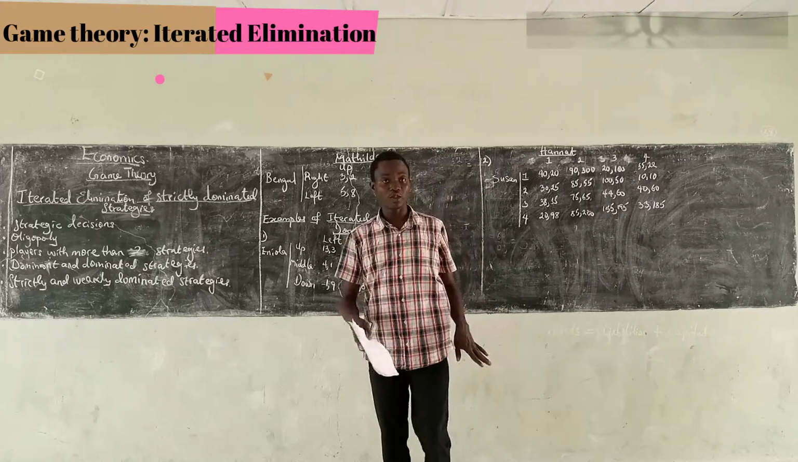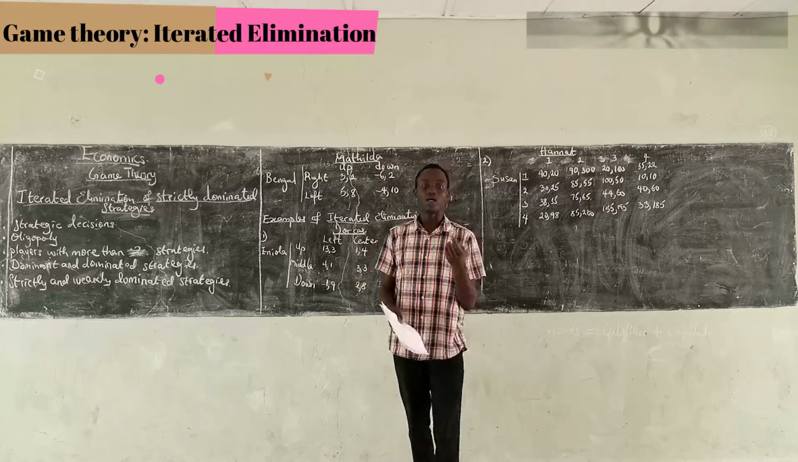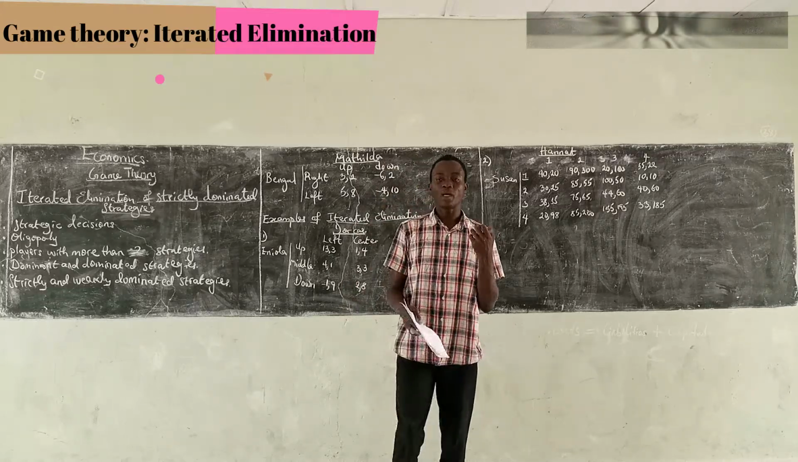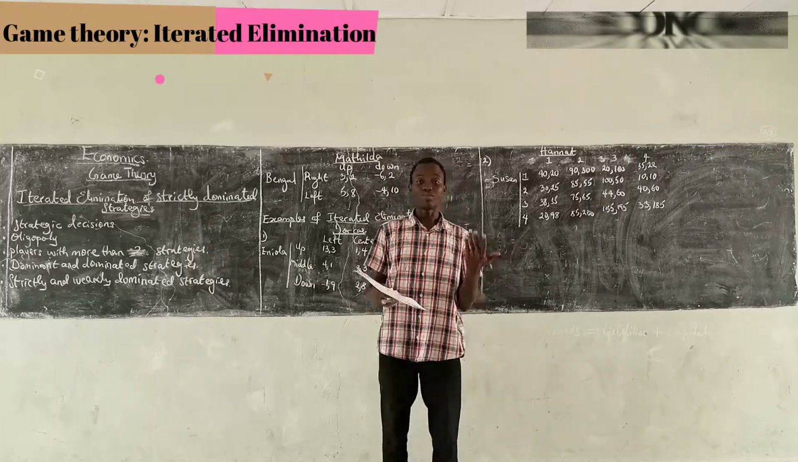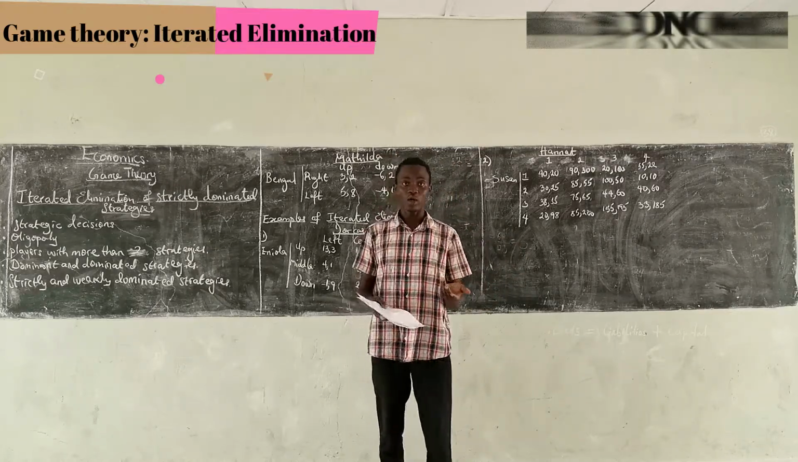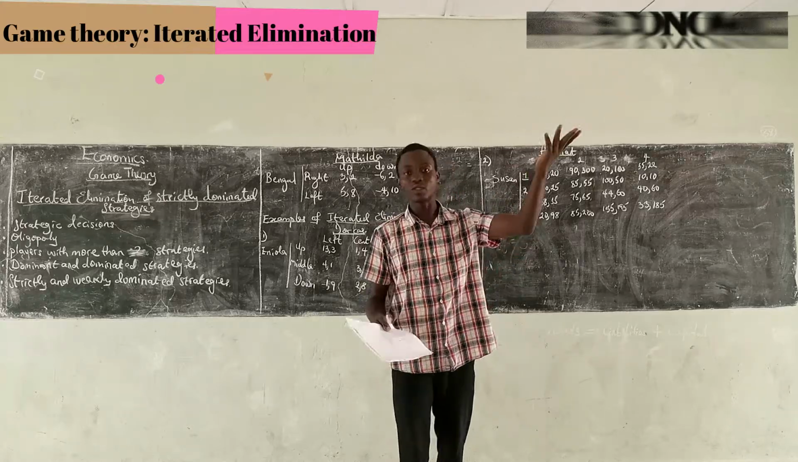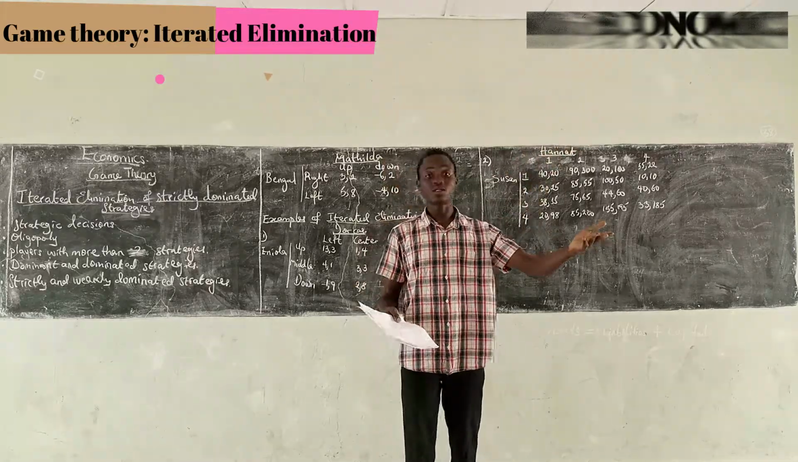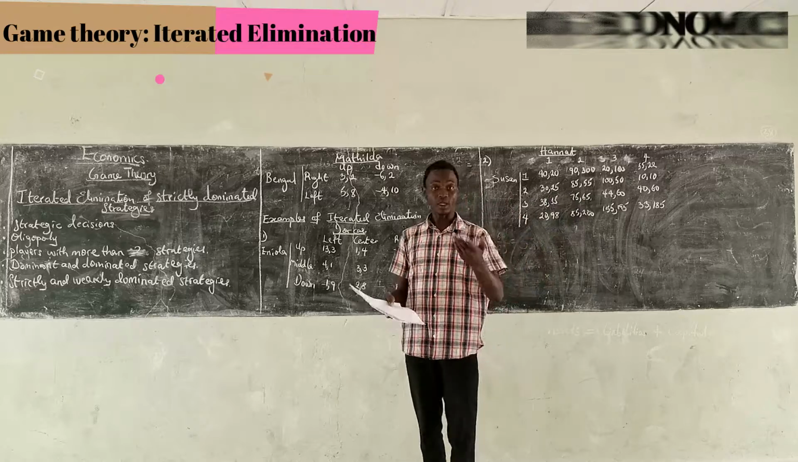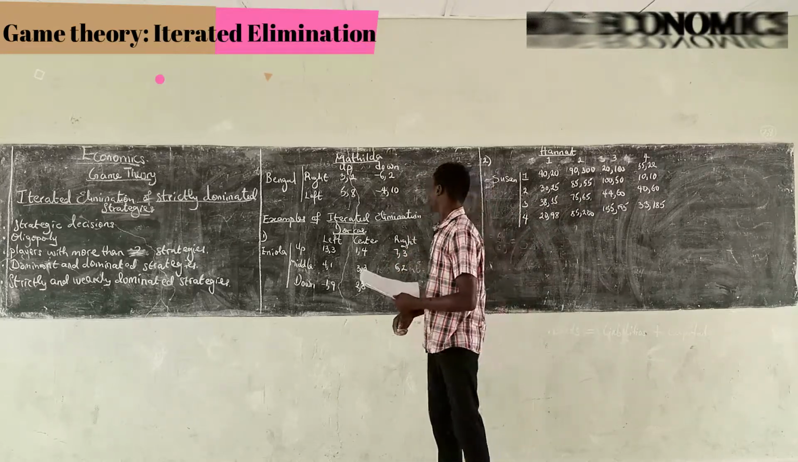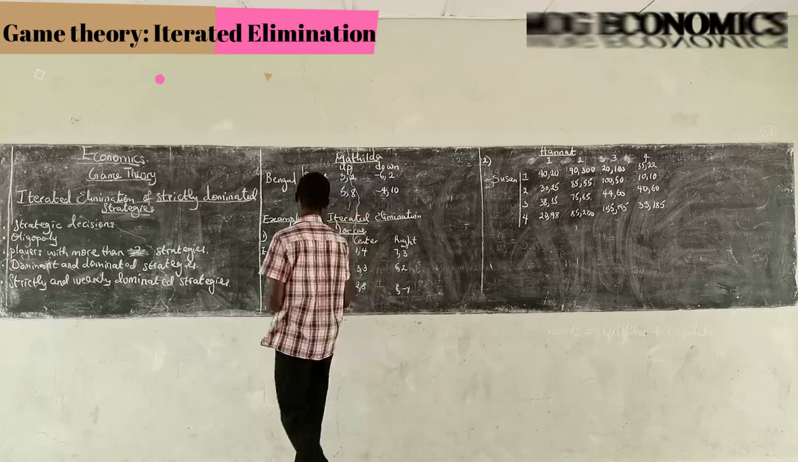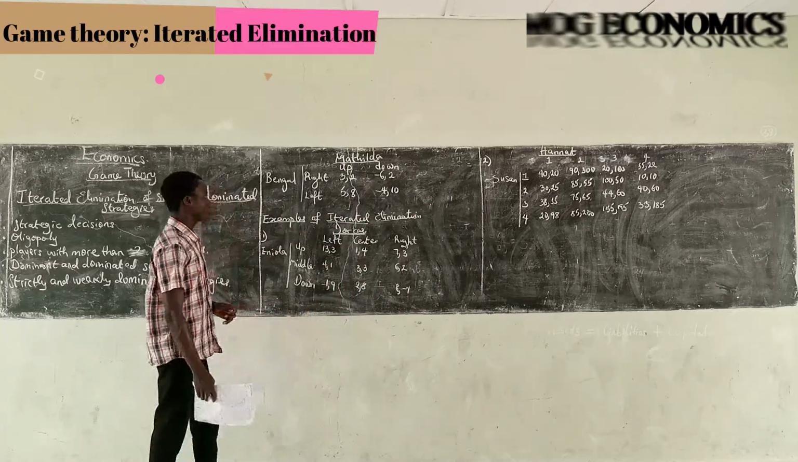Now, a dominated strategy is the strategy that a player will not play because it does not yield the best payoff possible, regardless of the strategies that the other player plays. So it's just the reverse of what a dominant strategy is. So for a dominant strategy, now let me give you an example.